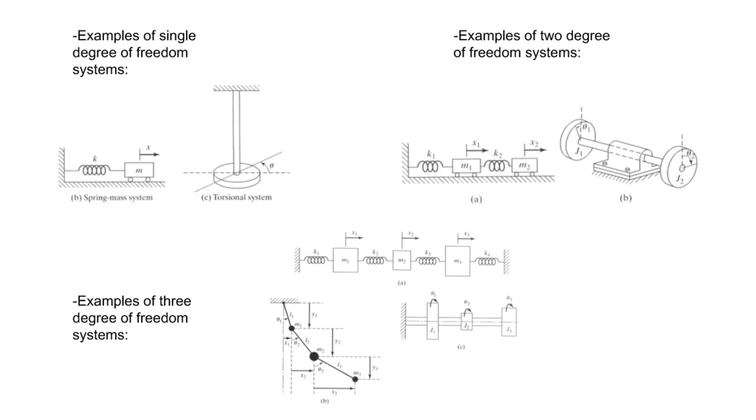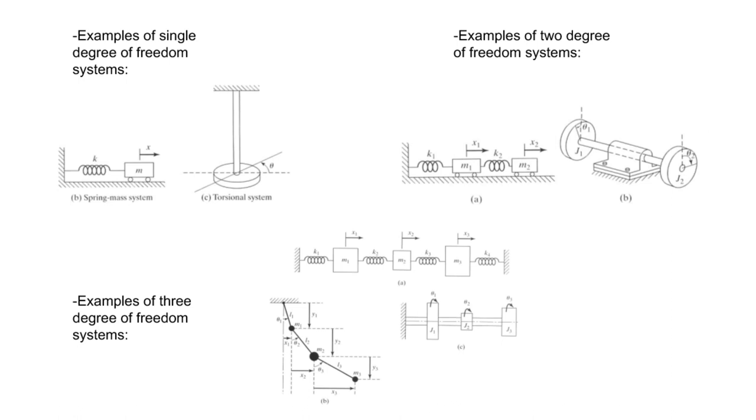In the torsional system, one disc is attached to one shaft. If the disc is rotated in any direction by angle theta, then it will vibrate about that vertical axis by angle theta, clockwise, anti-clockwise, clockwise, anti-clockwise, like that, with a single degree of freedom.